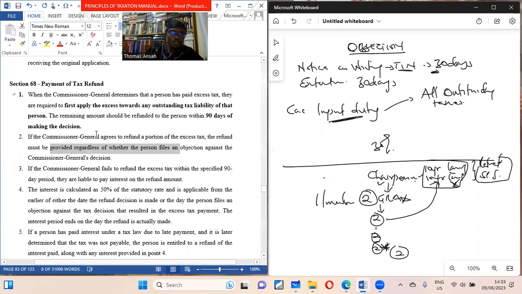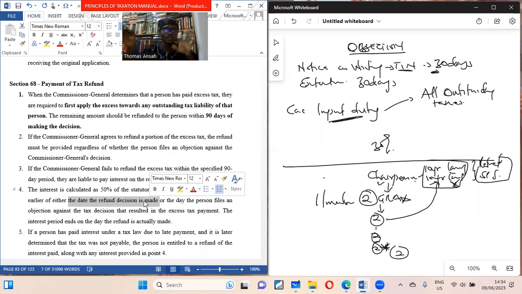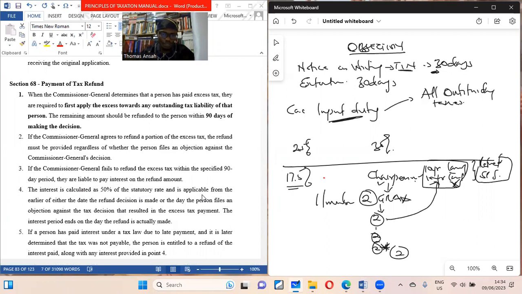The interest is calculated as 50% of the statutory rates applicable to the earlier of the date the refund decision was made, or the date the person filed the objection against the tax decision. So the earlier of the two: number one, the day the person files the objection; number two, the date the refund decision is made by the Commissioner General. The earlier of the two, you calculate 50% of the statutory rate. Statutory rate is 25%, then you calculate 50%, which is 75%. Then you apply the timing, which is the earlier of the date the objection was made or the date the tax refund decision was made to the taxpayer. All right, so take note of that.